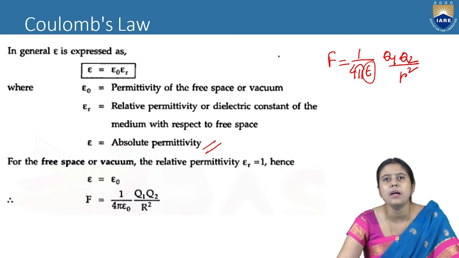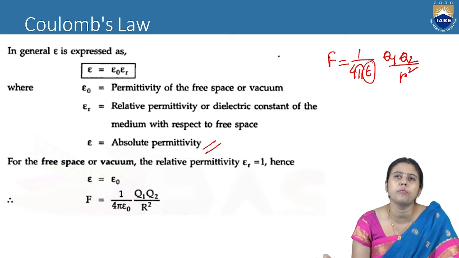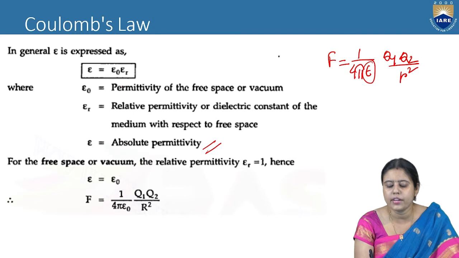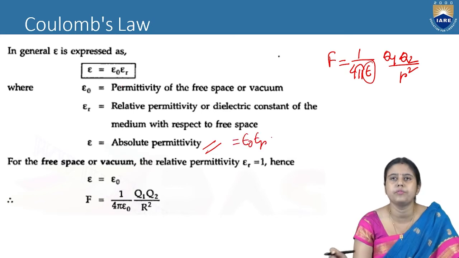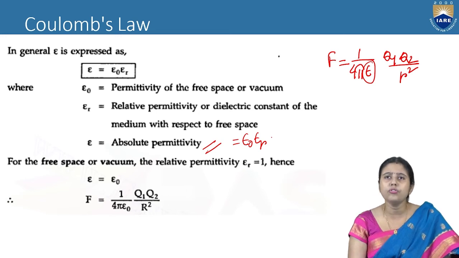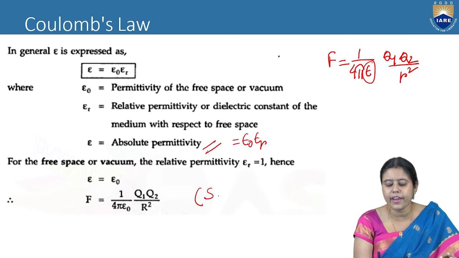Epsilon 0 is the permittivity of free space, or the vacuum, and epsilon r is known as the relative permittivity, or dielectric constant, of the medium with respect to free space. And what is epsilon 0? Epsilon 0 and epsilon r. So this is Coulomb's law in the scalar form.